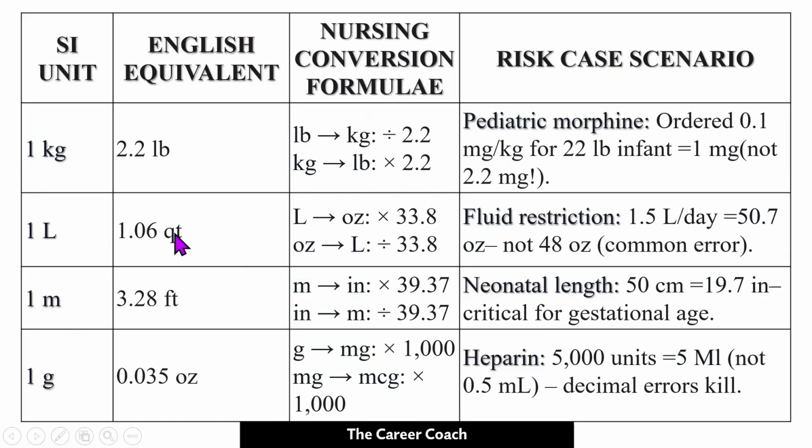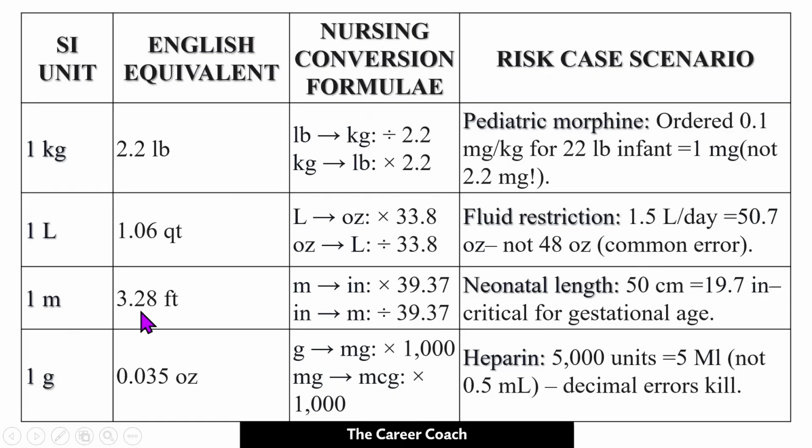1 liter here is equal to 1.06 quarts. From liter to oz, you multiply by 33.8. From oz to liters, you divide by 33.8. Fluid restriction, 1.5 liters per day is equal to 50.7 oz, not 48 oz. You may say 48 and 50 are close, but they are not the same. It is a common error.